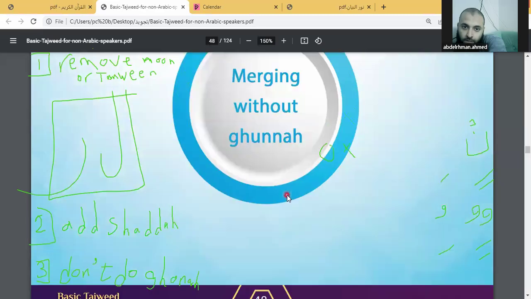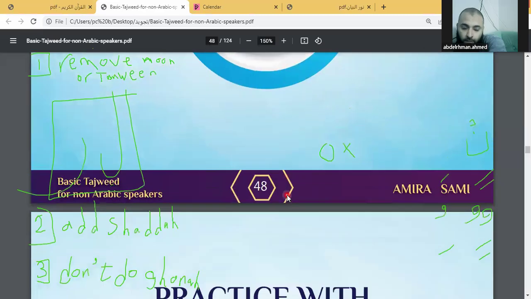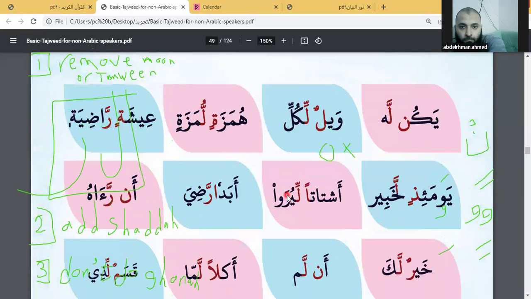Okay, let's check the merging without ghunnah exercise. Here I have noon followed by lam. Is lam from the idgham with ghunnah letters, yanmu, ya, noon, mim, waw? No. Is it from the idgham without ghunnah letters? Yes, it's lam. Lam and ra. So what should we do? We have two steps. First step, erase the sound of noon. Second step, double the next letter to make it shadda. Should we do ghunnah? No. Step number three, don't do ghunnah.